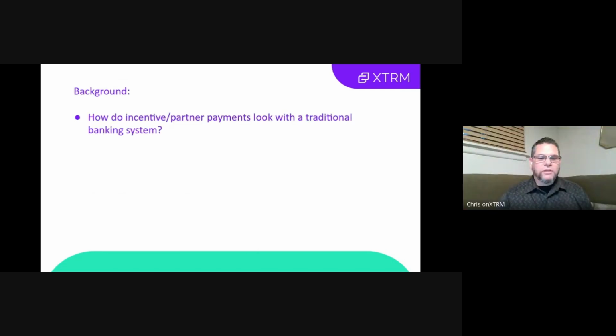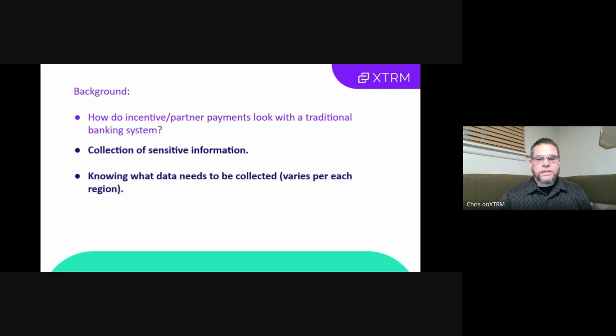Thanks, Lev. So how do incentive partner payments look with a traditional banking system? Incentive payments with traditional banking involves the collection of adequate data in order to process a successful banking transaction. In most cases, that's a person's name, maybe their address, and in some countries, you're going to be required to have a personal tax identification number, maybe even a phone number to be transmitted along with the payment instructions. The requirements vary depending on the bank, really.